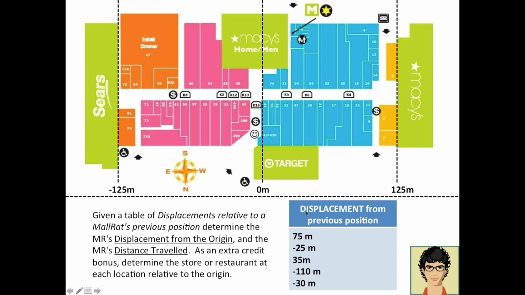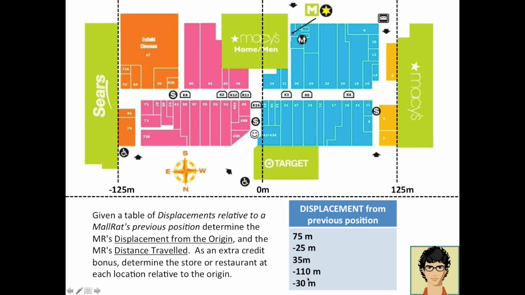Okay, so what we have here is our table. It's the displacement from the previous position. We're going to start at the origin. So that means we'll go in a positive direction for 75 meters, and then from that location go in the negative direction 25 meters. Positive 35, negative 110, and negative 30.